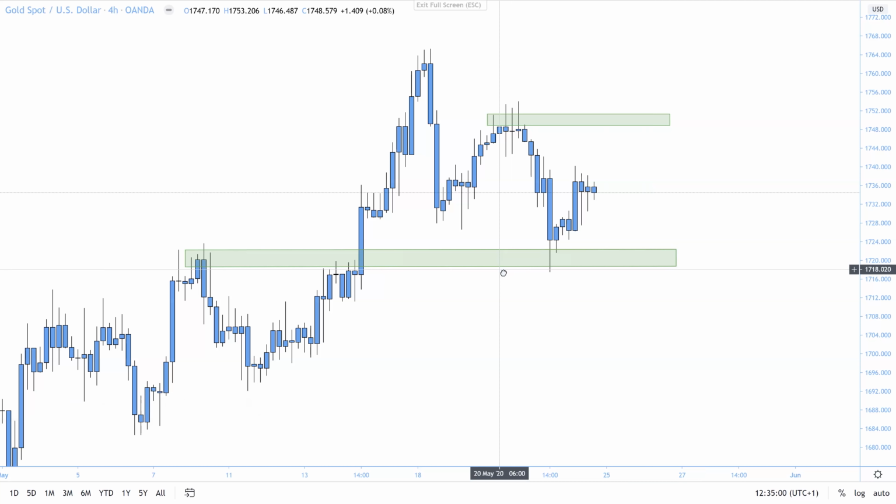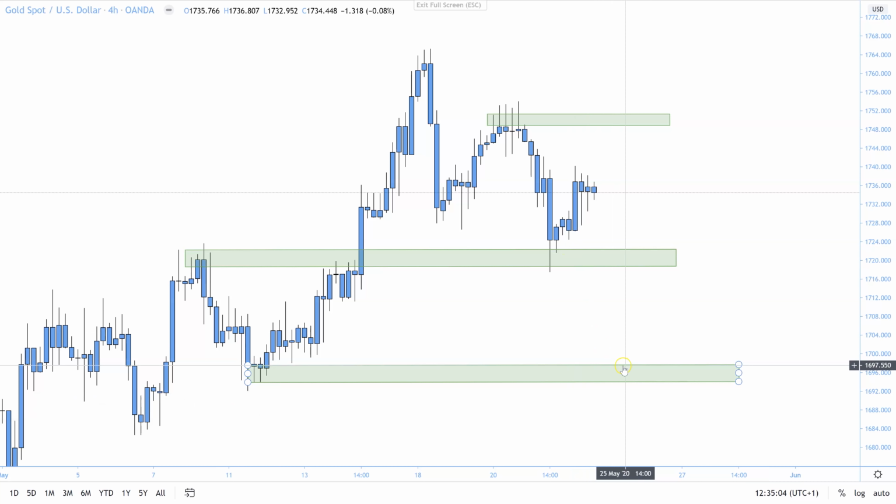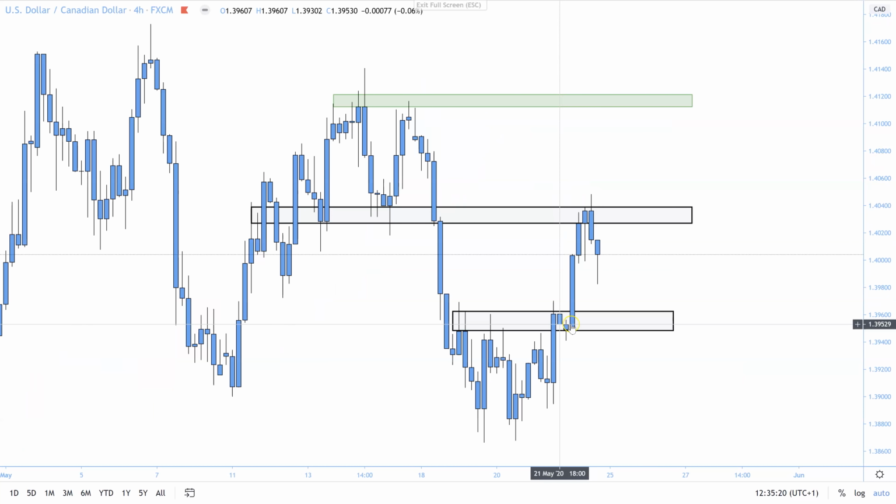Target areas that I'll be looking for moving forward to next week, if we do break that structure, are these structural lows here. And once I've got the evidence, then I feel much more confident to see this trend turn from a bullish trend to a bearish trend and then look to short this market. So that's my bias on gold moving into next week. The final pair that we'll take a look at is USD CAD.